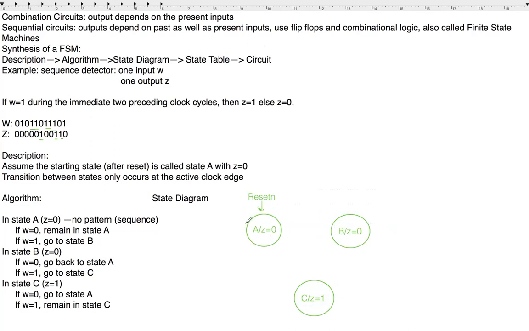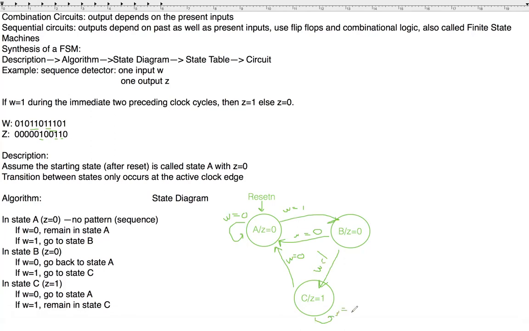So if W is 0, remain in state A. So here is where W is 0. And then if W is 1, you're going to go to state B here. So W is 1. And then if W is 0, you go back to state A. So W is 0 here. And then if W is 1, then you go to state C here. And then if W is 0 in state C, you go back to A. So W is 0. But if W is 1, you remain in state C. And that's how you draw your state diagram.